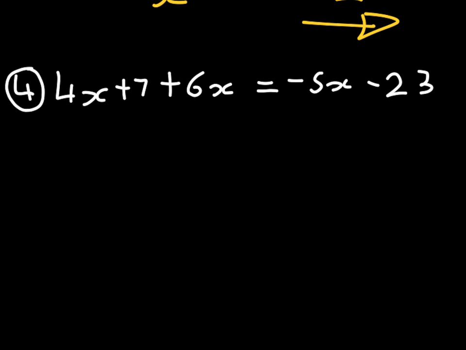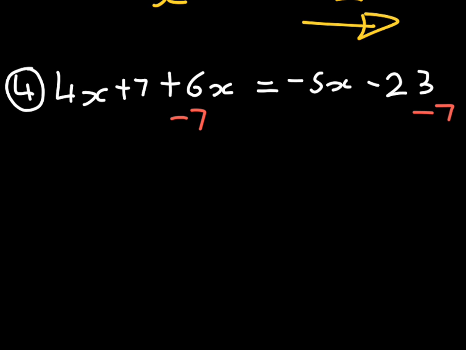For question number 4, we have 4x plus 7 plus 6x equals minus 5x minus 23. Step 1, once again, is to make sure that all of the constants are on the right-hand side. So we can already see that plus 7 is going to have to move. We do that by getting rid of it on the left-hand side. So we say minus 7. And on the right-hand side, we'll have to do the same and say minus 7.